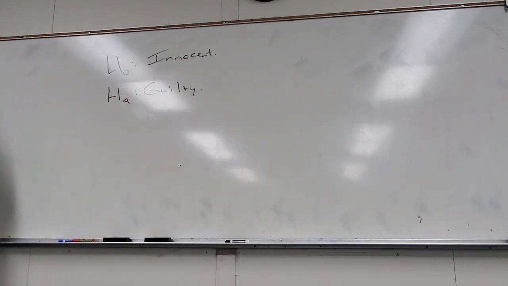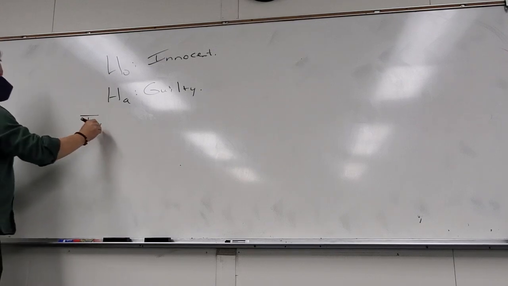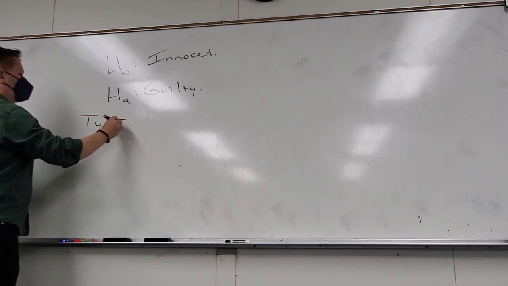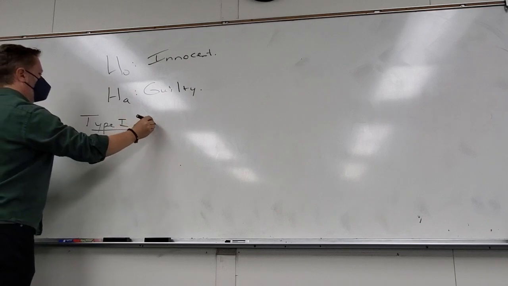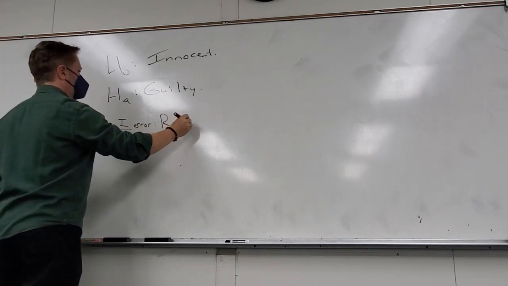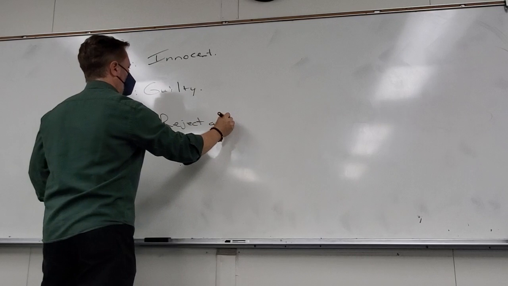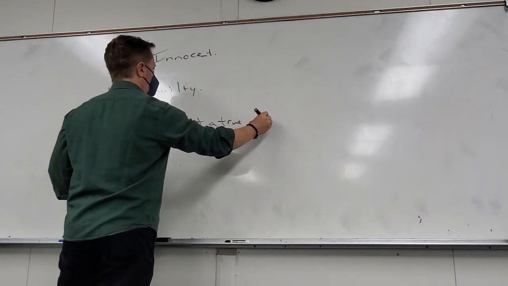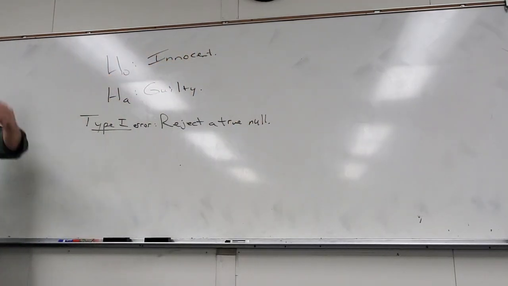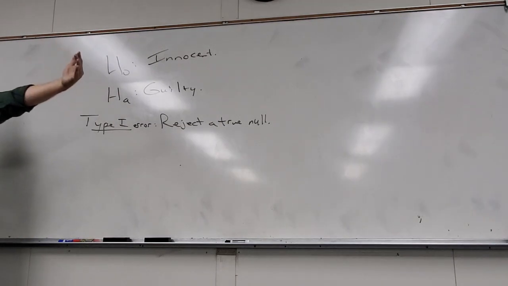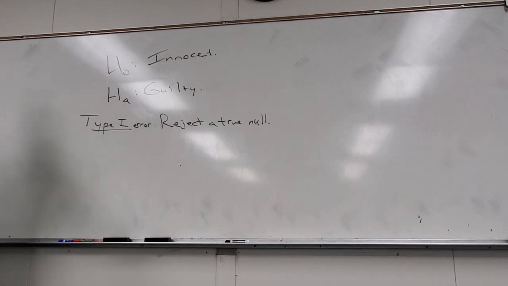A type 1 error. The definition of type 1 error is reject a true null. So the way I remember it is the shorter phrase. The other one is fail to reject a false null. Reject a true null. That's type 1. I don't care too much if you memorize that. I'm not gonna, but you have to understand what the possible errors are.